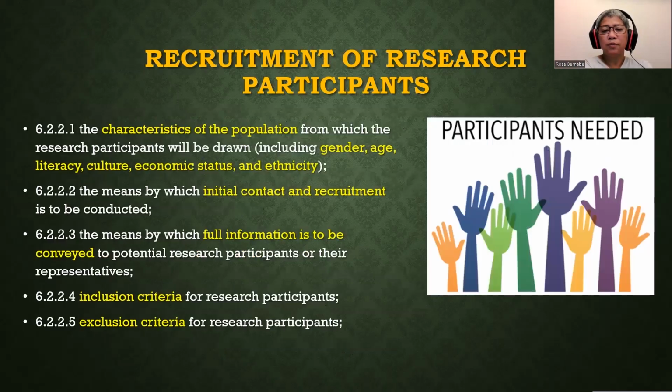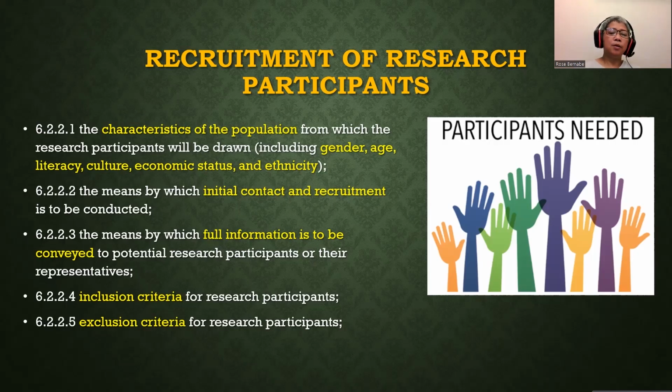And then when it comes to recruitment of research participants, the following are the tasks of research ethics committees. Looking into the characteristics of the population. For example, ethics committee members should look into the gender, age, literacy, culture, economic status, and ethnicity. Why should you do that? Because depending on these factors, there might be a need for further safeguarding of the rights, welfare, security and safety of, shall we say, vulnerable people.